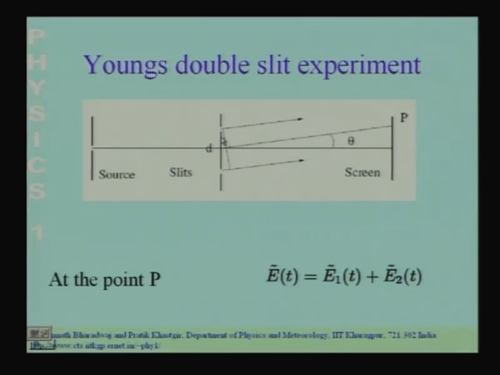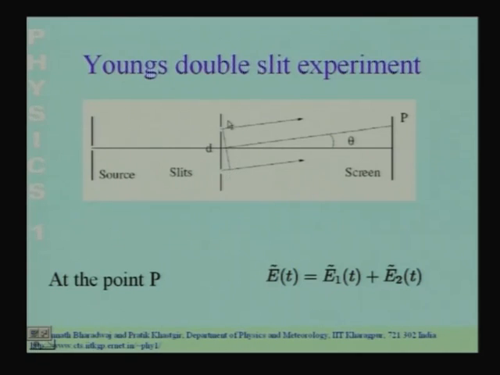This plane wave illuminates these two slits, and we are interested in the intensity of the light on the screen over here, which is at a large distance from the two slits. So, let us focus on a point P on the screen where we would like to calculate the intensity. The electric field of the wave at the point P will have two contributions. One contribution will be the part of the wave that arrives at P through slit 1, and another contribution will be the part of the wave that arrives at the point P through slit 2.